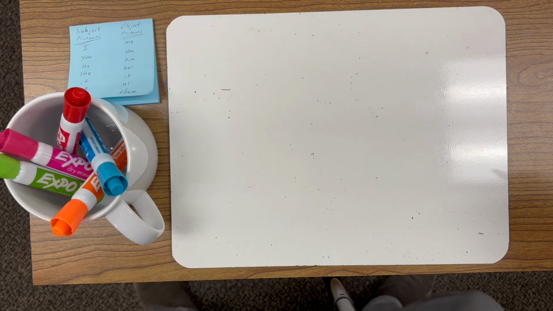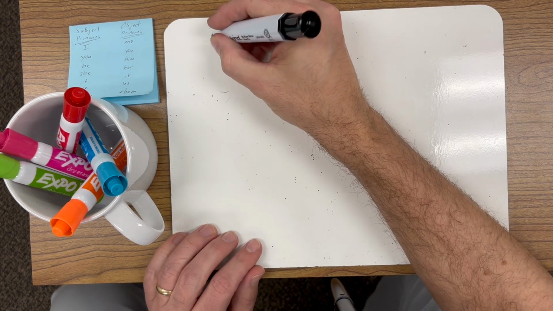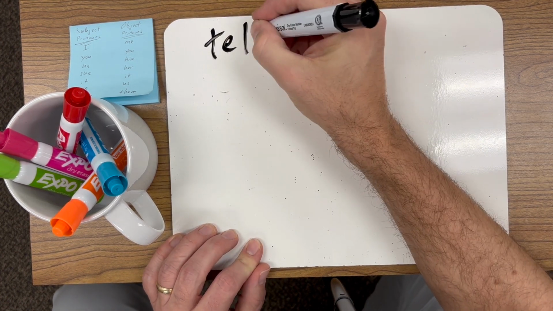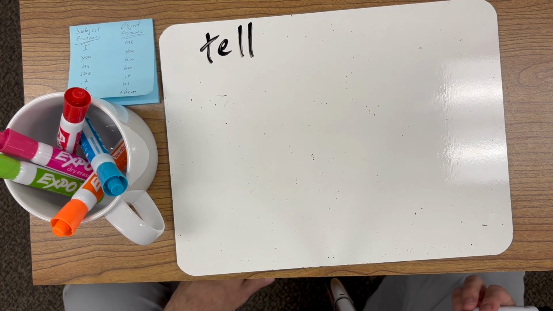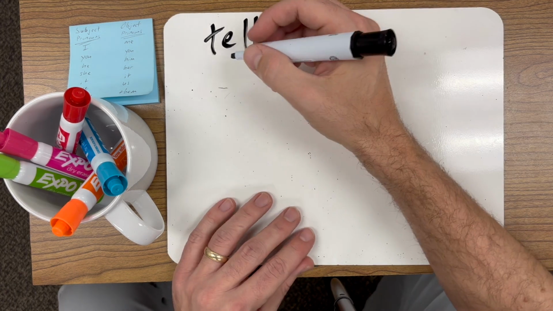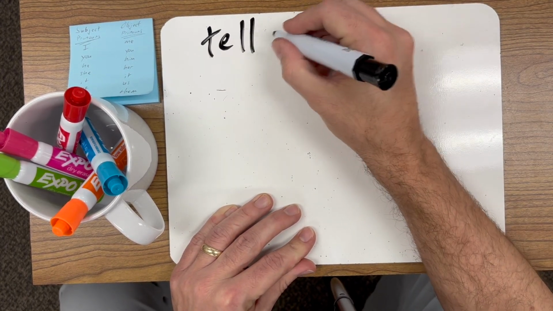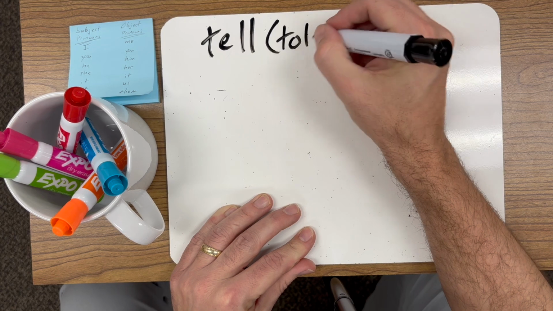Hi everyone. So today I want to talk about the verb tell. This word is a word we use a lot in English and it can be a little confusing. So I want to spend a little time going over how we use it and the different ways we use it. So the verb is tell in the present tense. In the past tense we say told.